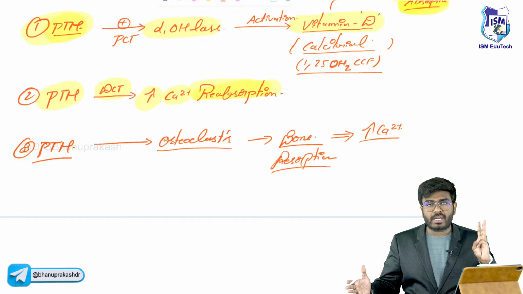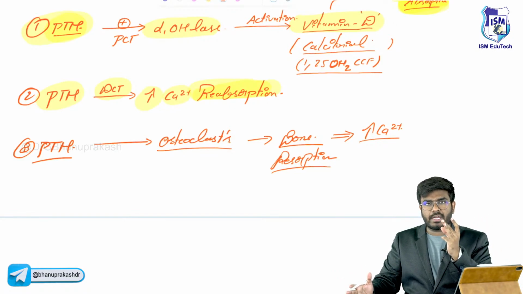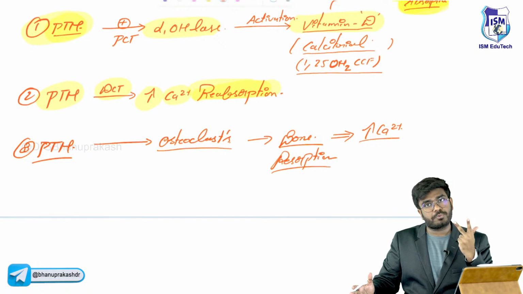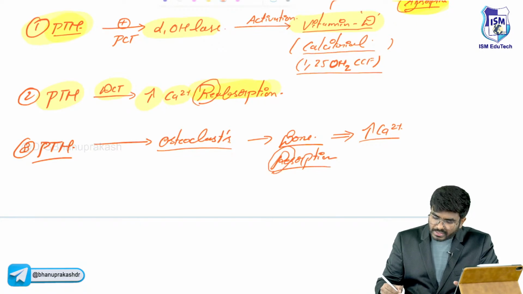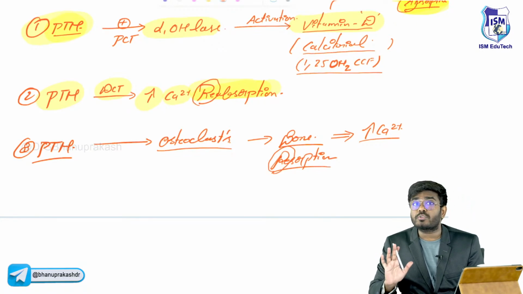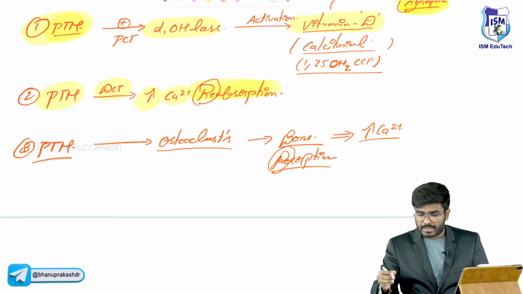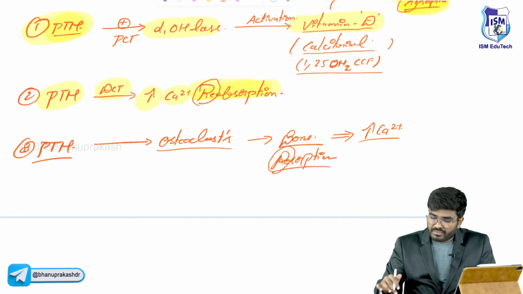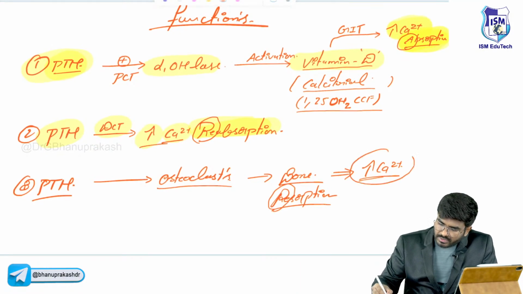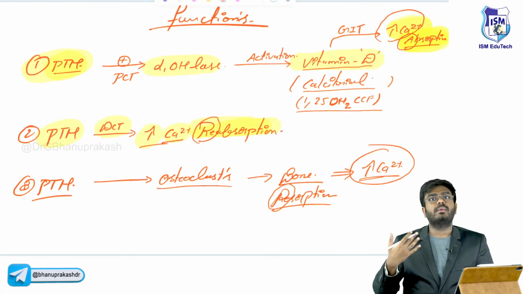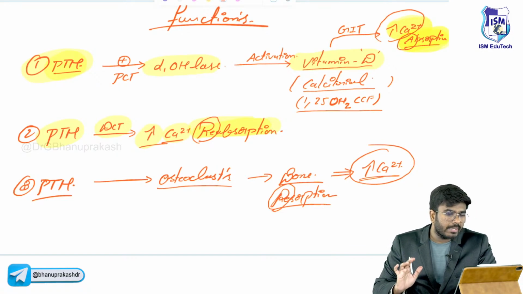So what are the three functions of the parathyroid hormone, PTH? I used to remember it like this: one is absorption, the second is reabsorption, and the third is resorption. First is absorption, second is reabsorption, third function is bone resorption. Resorption, not reabsorption. Bone resorption means bone breakage. So these are the three functions by which it increases the blood calcium levels. Calcium levels are increasing in the blood here, and here also. So these are the functions of parathyroid hormone.